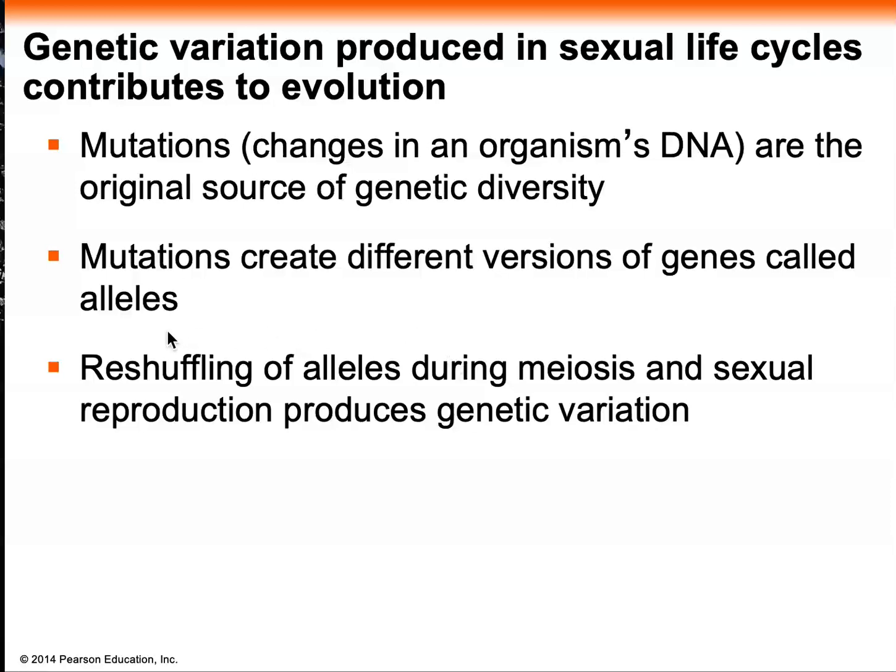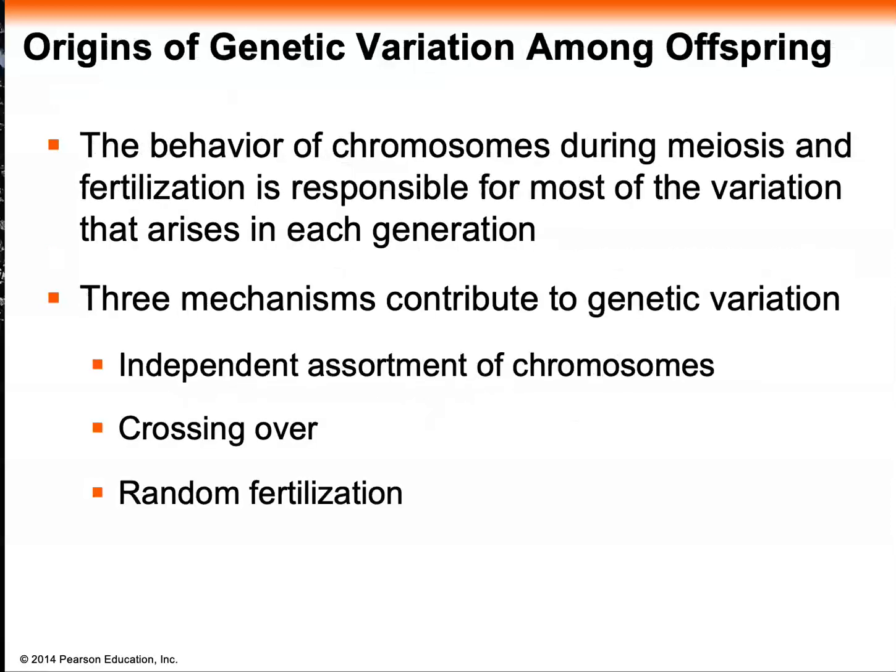And then we reshuffle and mix up those alleles during this process of meiosis to produce the genetic variation that we see in the final organisms. So there's basically 3 main mechanisms that contribute to this genetic variation during meiosis. So it's the independent assortment of chromosomes, crossing over, and random fertilization.